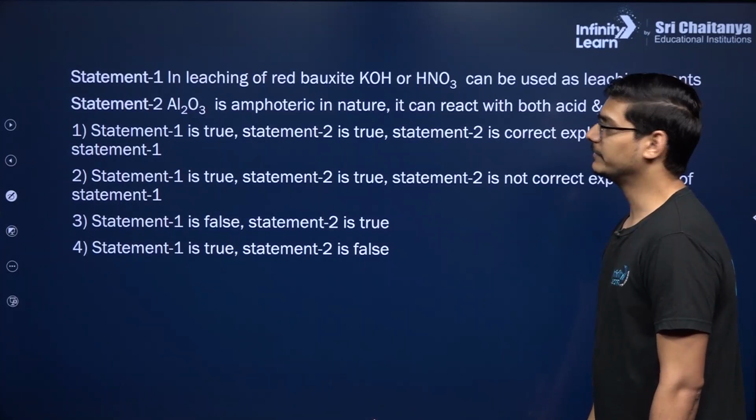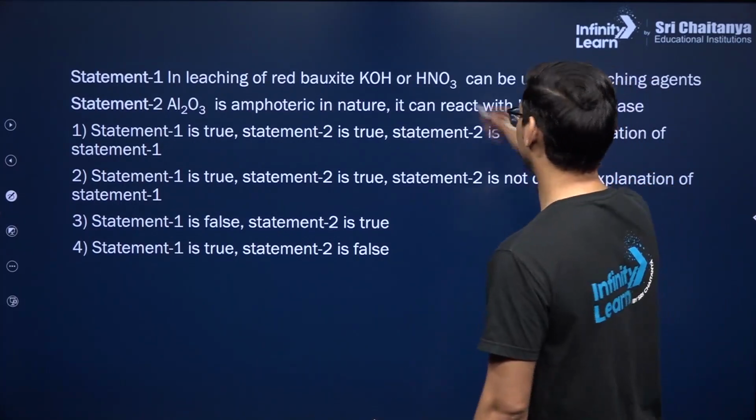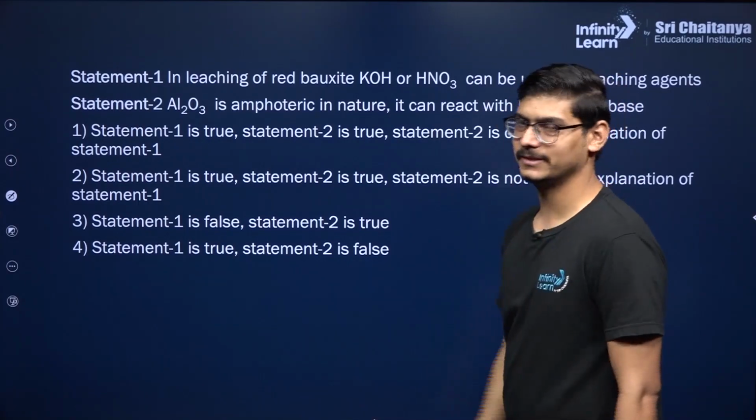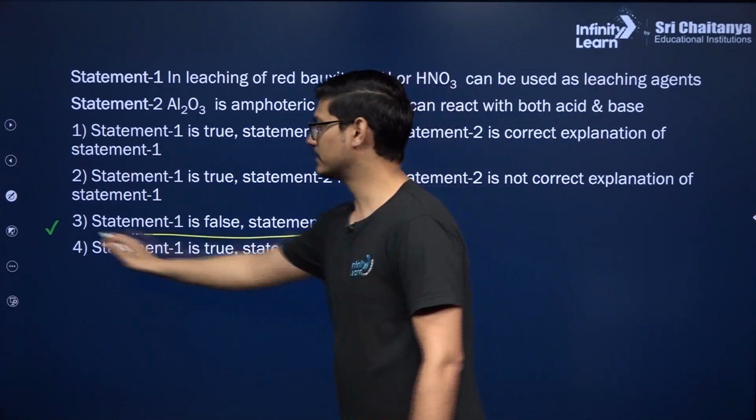In leaching of red bauxite, we use base, right? We can't use nitric acid. Al2O3 is amphoteric in nature, it can react with both acid and base. Yes, that is true. So 1 is false and 2 is true.